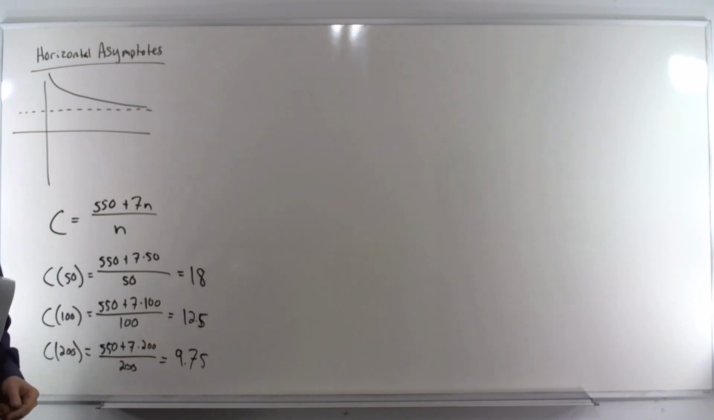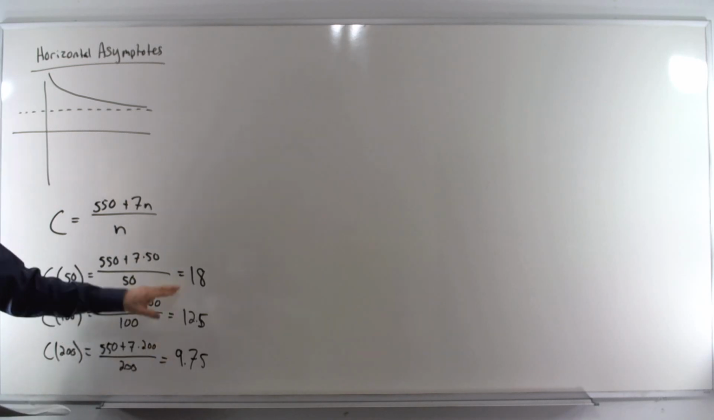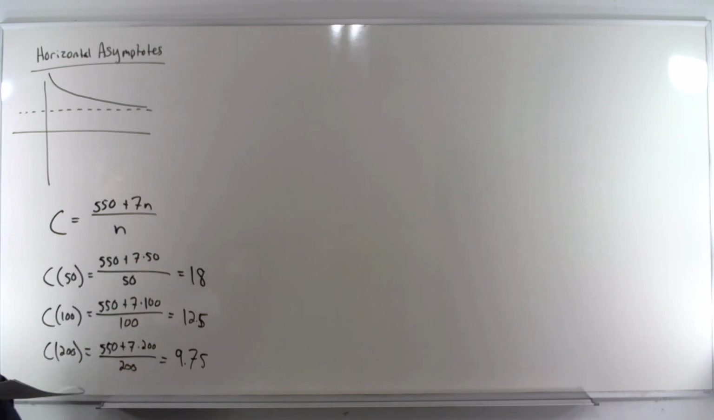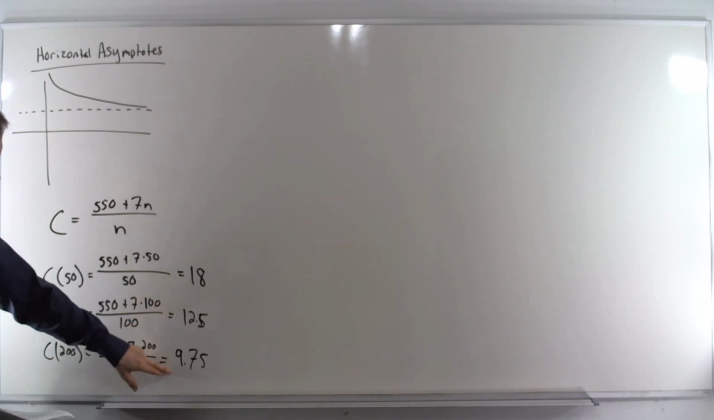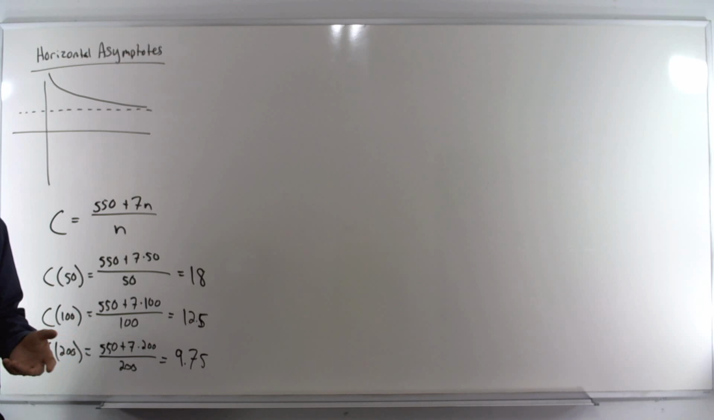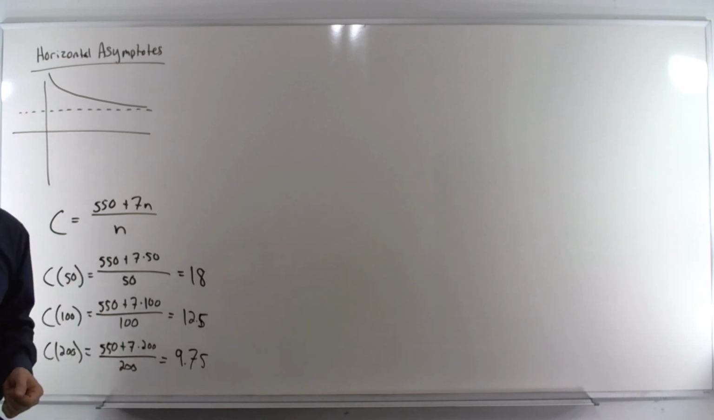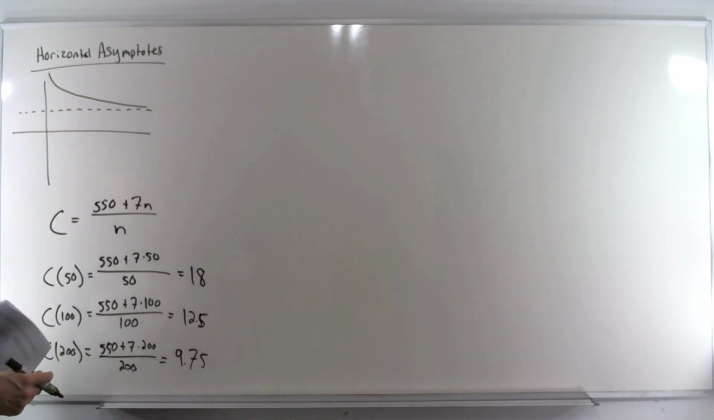What's this number going to? Well, there's only two numbers in the formula. There's 550 and 7. So is this approaching 550? No, it's going down, so it's going away from 550. Now, this does look like it might be approaching 7. So that's the best guess for a number. If we keep increasing the number of t-shirts we're making, eventually we're going to get close to 7. So that would be the horizontal asymptote.